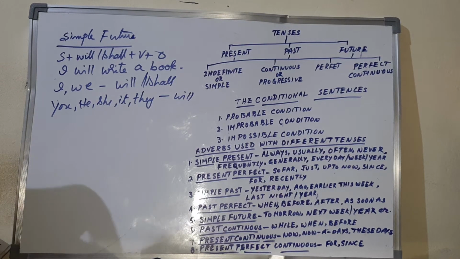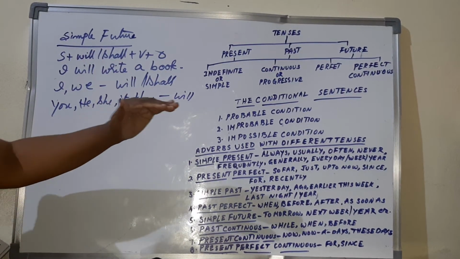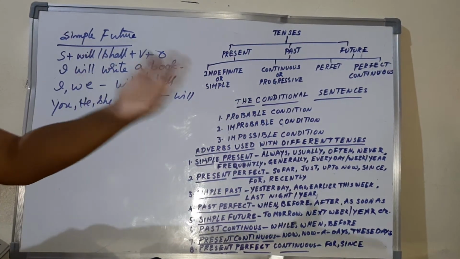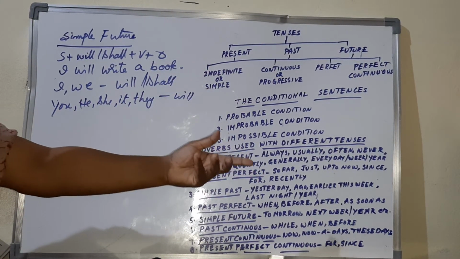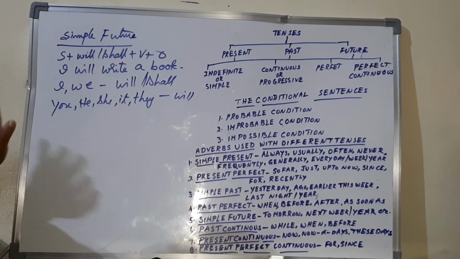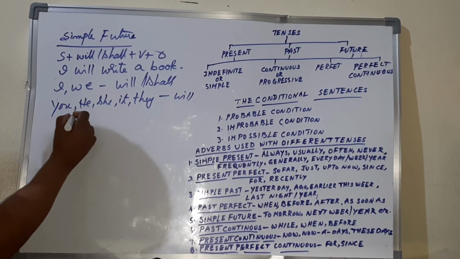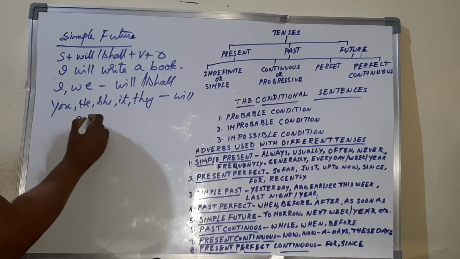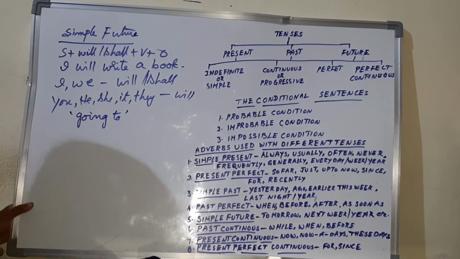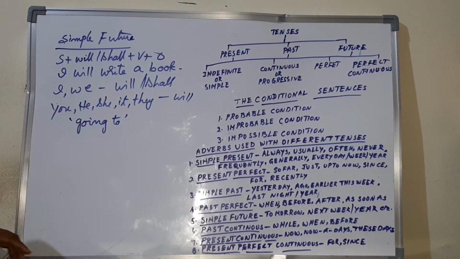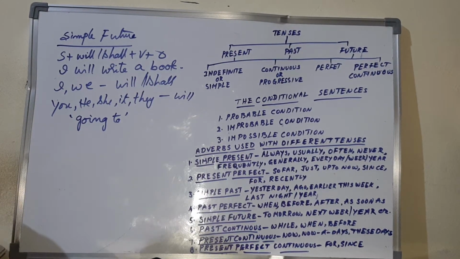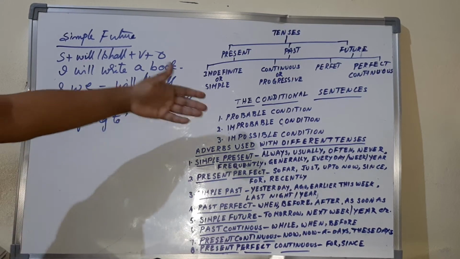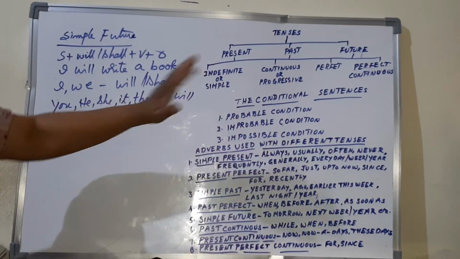Where do we use simple future? If an action is going to start in the future, for example tomorrow, then we use simple future. Along with this, for indicating future, sometimes we also use going to. With simple future tense, we use tomorrow, next week, next year, next month.